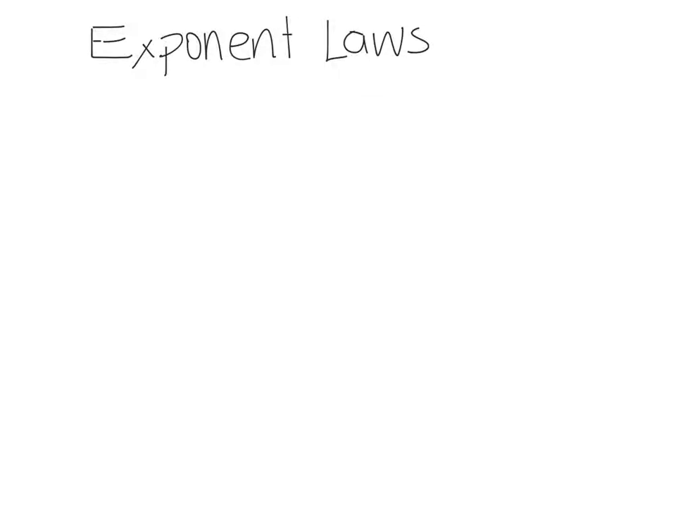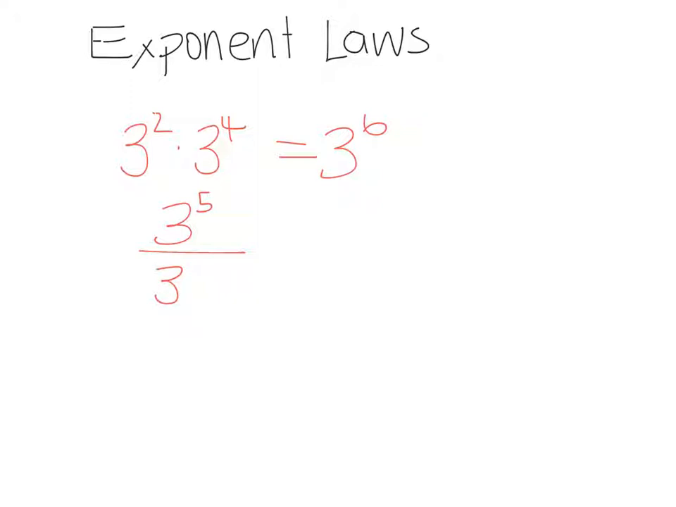Okay, so let's go over our exponent laws. If we have two exponents multiplied by each other and they have the same base, the base is 3, we can just add their exponents together, so we get 3 to the power of 6. The other one we learned is if we're dividing, if we have 3 to the 5 divided by 3 to the 2, we can subtract exponents, so it becomes 3 cubed.